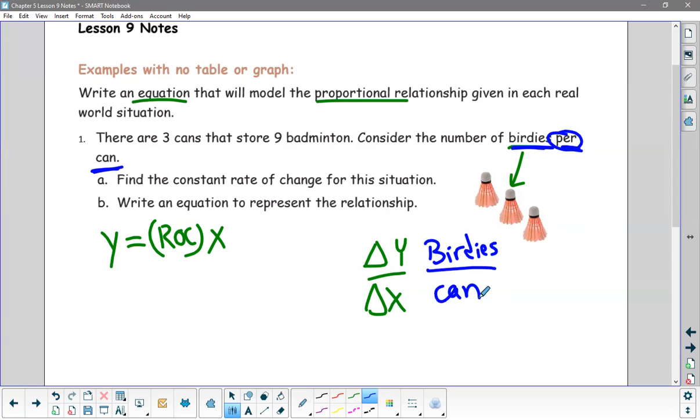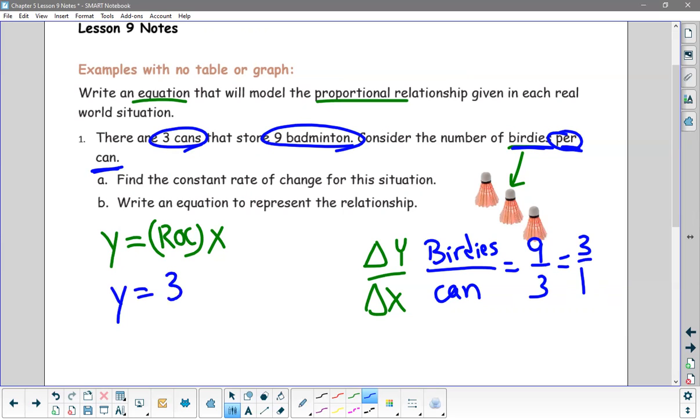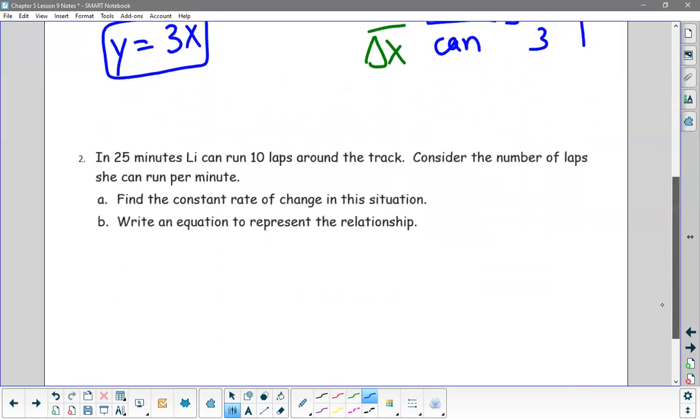Okay, so then we just sub the numbers in. Well, look, there was 9 birdies, and there's 3 cans, so I put 3 on the bottom. So my rate of change is just 9 over 3, which reduces down to 3 over 1, right? And I got the information I need, because that's all the information there was. We made a rate of change of it, so our equation should be y equals 3x. Again, if I was looking at that equation, the y represents the number of birdies, 3 times the number of cans.